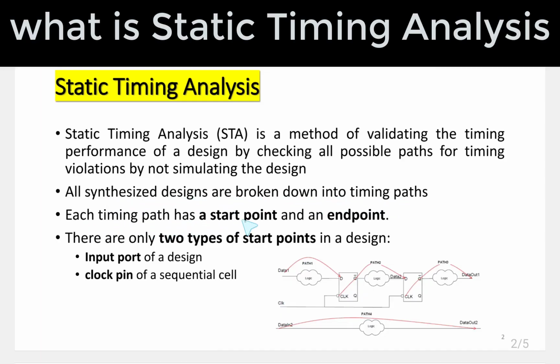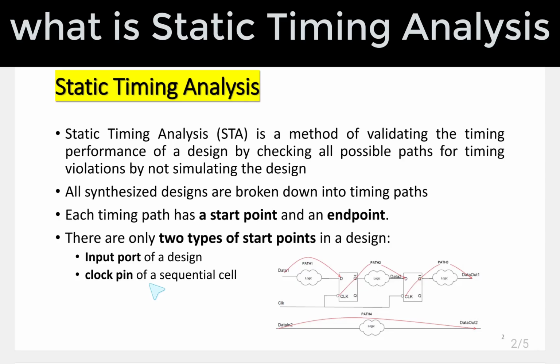Each timing path has a start point and an end point. Now let us try to understand what is meant by the starting point and what is the ending point. There are only two types of start points in the design. The first one is the input port of a design and the second one is the clock pin of a sequential cell. In this diagram, this point is called the starting point. This is nothing but an input port of a design.